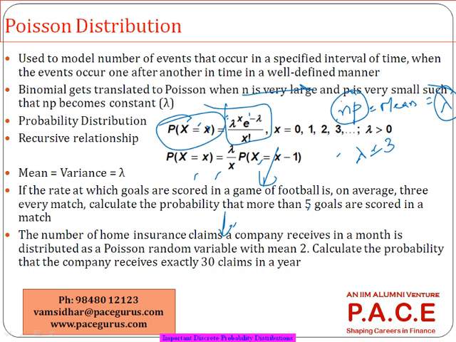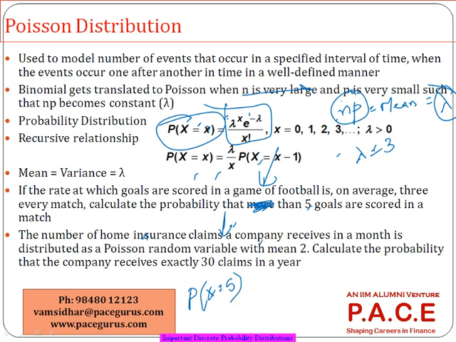Let's not use more than. What is the chance that 5 goals are scored in a match? So all I need is P of X equal to 5. More than means I need to find P of X equal to 6, X equal to 7 and all those things. But at higher values, it becomes almost minute. The probabilities become much, much lesser.